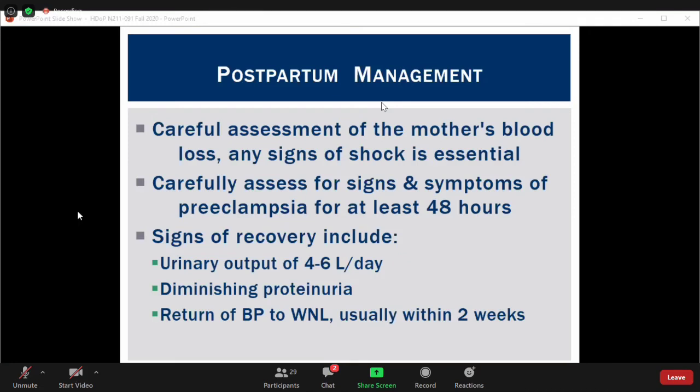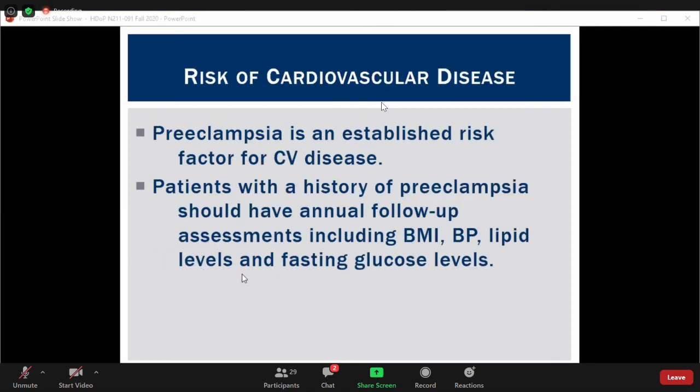again, the delivery, remember I said once the patient delivers, the body will start to heal, right? You will see an increase in urinary output. The protein in the urine will diminish. The blood pressure will usually start to settle back. But be alert that preeclampsia is an established risk.